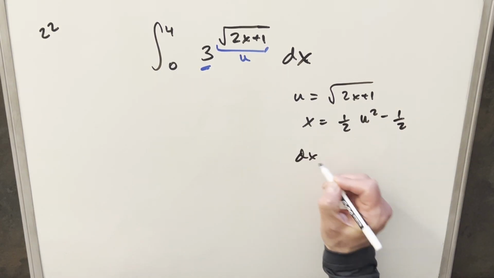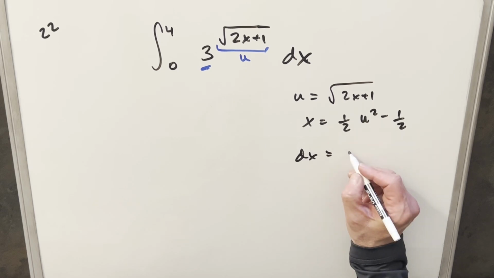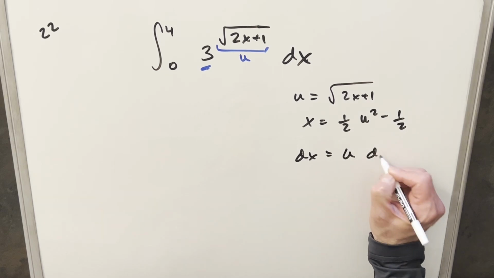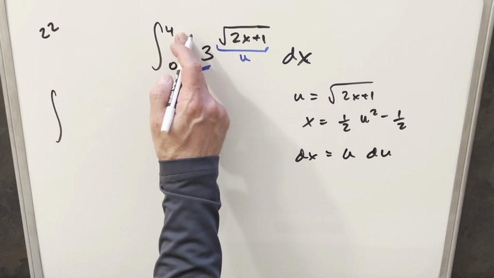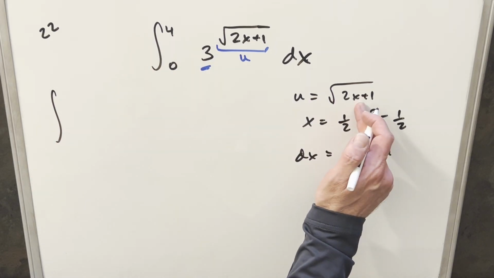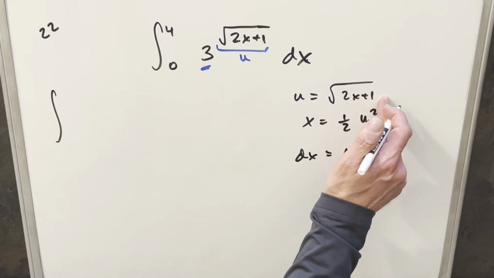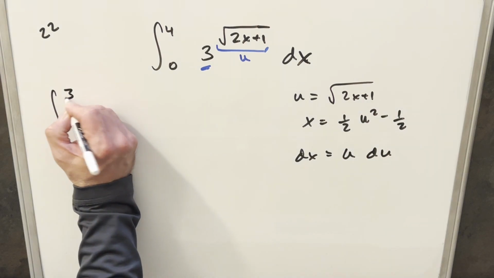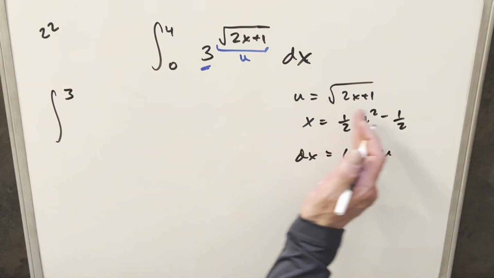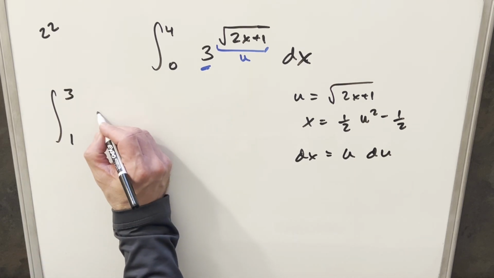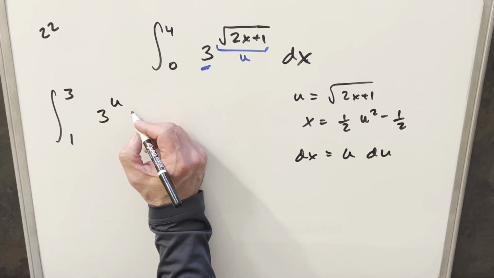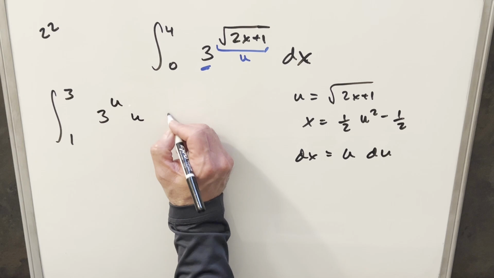Now we can go ahead and take a derivative to get our dx. The derivative here is going to give me just u du. Then I'll substitute. First, let's update our bounds. We plug in 4 here: 2 times 4 is 8, plus 1 is 9. The square root of 9 gives me 3 for the upper bound. Plugging in 0, we get 1, and the square root of 1 is just 1. Then the integral turns into 3 to the u, and dx is just u du.